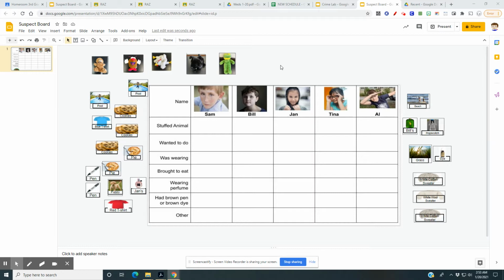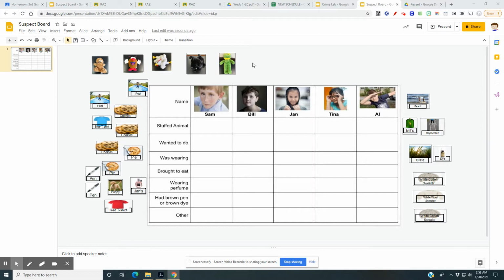Today, you're going to hear a story that's going to help you move all of these clues into our clue board. This is going to give you a better idea of who might have committed the crime and help you draw conclusions based on evidence. I'm going to be reading you the story. I'd like you to listen to the whole story first and then go back and listen again.